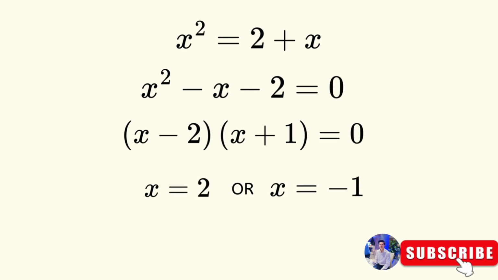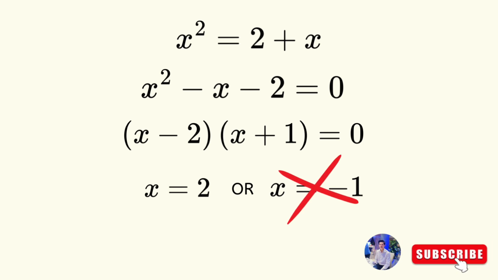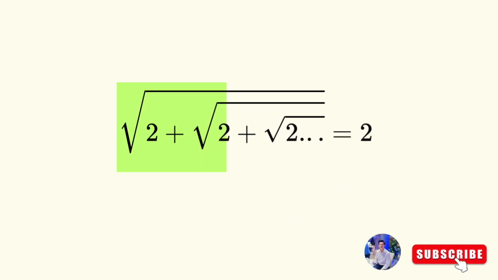But our original expression contains only square roots, so its value must be positive. Therefore, -1 is not valid. The only correct solution is x equals 2, so the value of the infinite nested square root is 2.